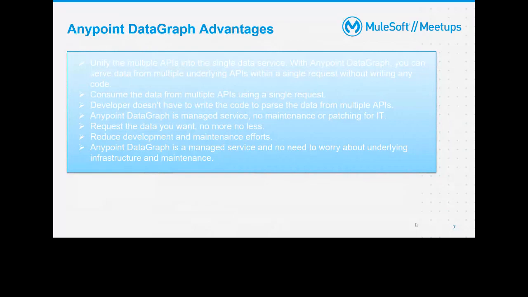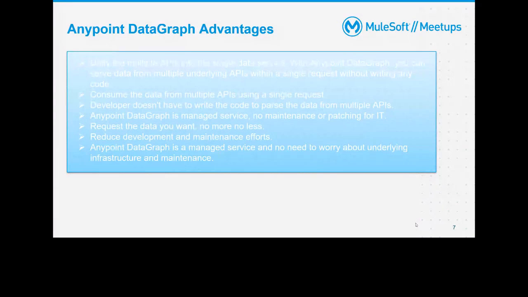So, Anypoint Data Graph advantages. As I mentioned, you can unify multiple APIs into a single data service. With Anypoint Data Graph, you can serve the data from multiple underlying APIs with a single request without writing any code. So this is the advantage. Whenever you want to do aggregation or orchestration of data, you don't have to write a single line of code. You just do a simple configuration that enables the Anypoint Data Graph endpoint for you.